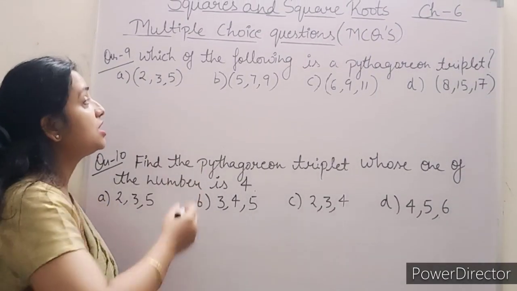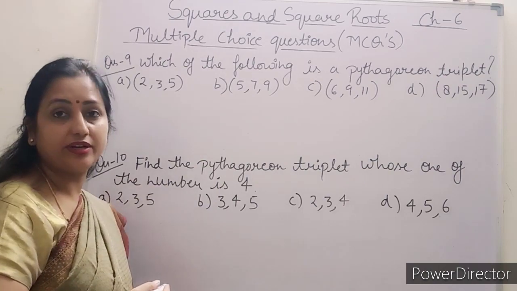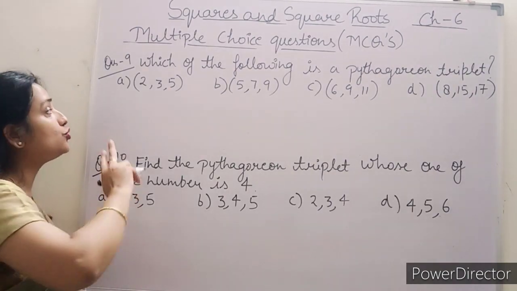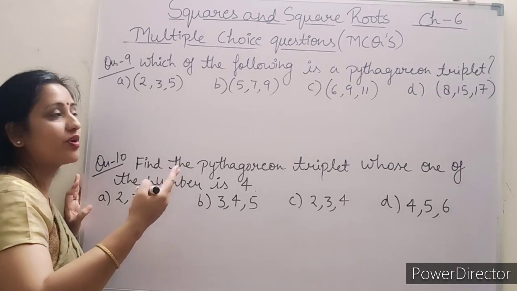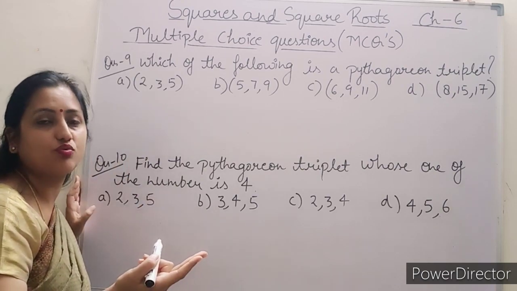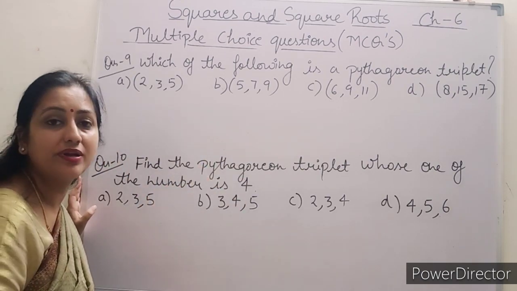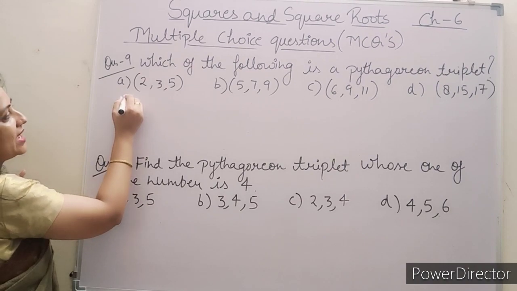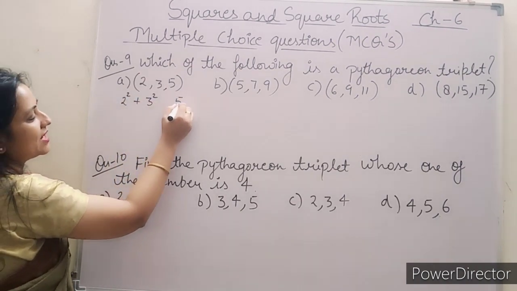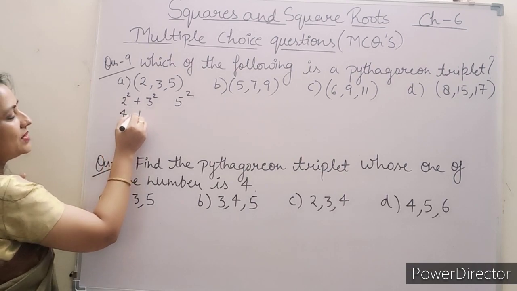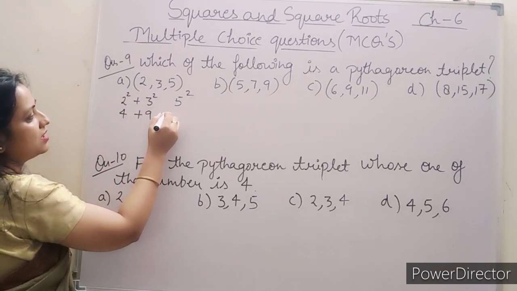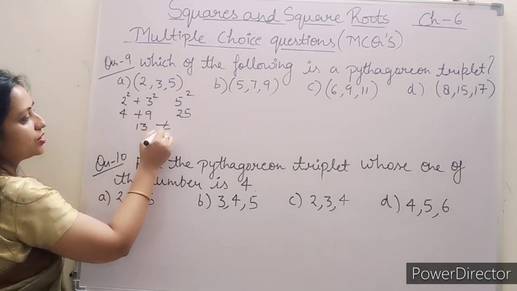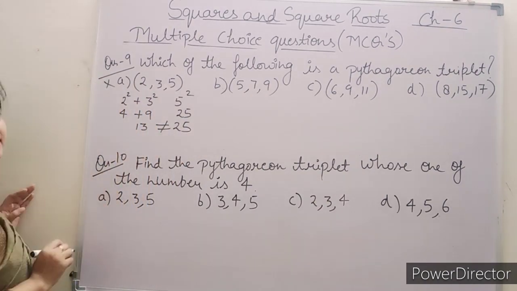In question number 9, which of the following is a Pythagorean triplet? For checking whether the numbers are a Pythagorean triplet or not, simply, if the sum of the squares of the two smaller numbers is equal to the square of the bigger number, then they are a Pythagorean triplet, otherwise they are not. So start with A part. 2 square plus 3 square and 5 square. 2 square is 4 plus 9, and 25. 9 plus 4 is equal to 13, which is not equal to 25. So A option is incorrect.